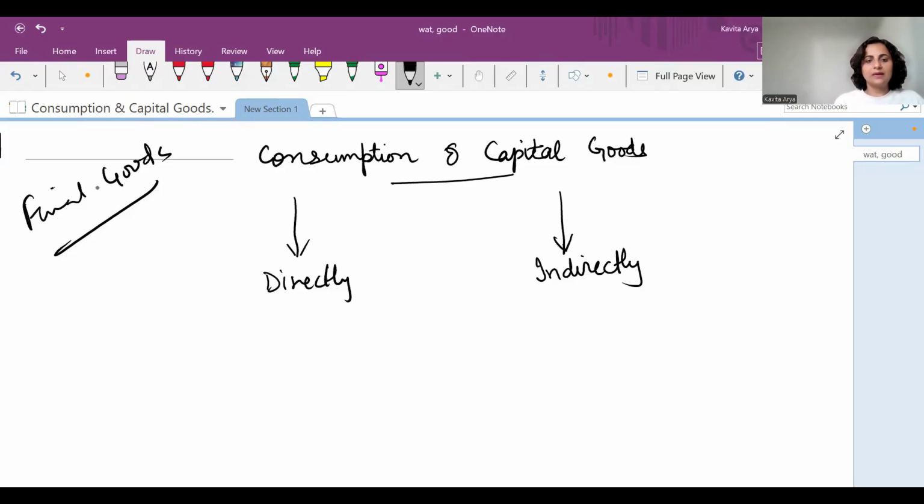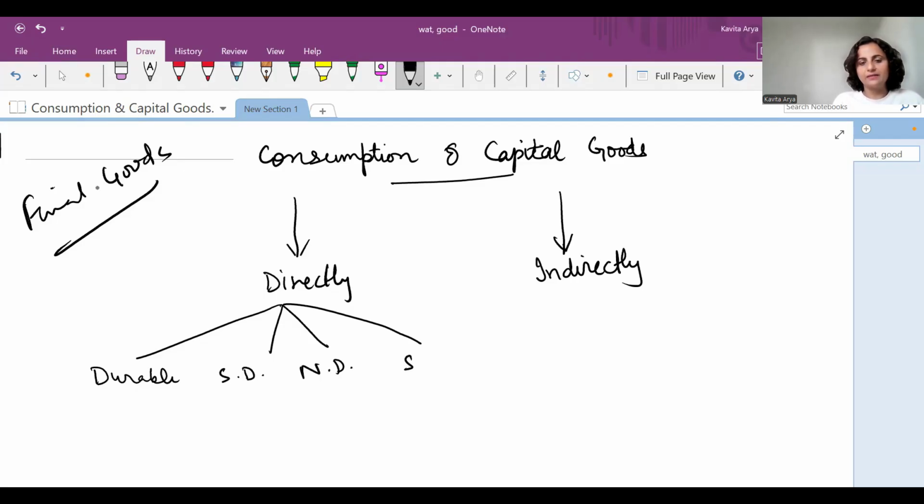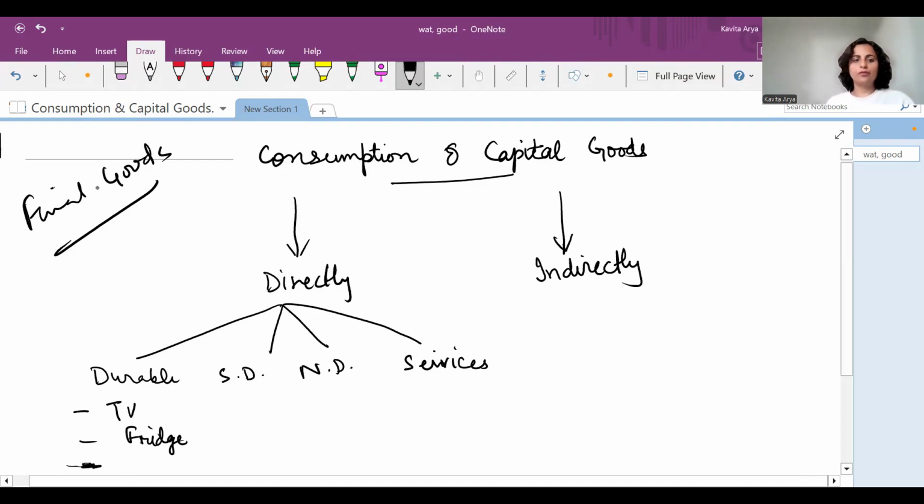Let's begin. Consumption goods are primarily categorized in four parts. First is durable, semi-durable, non-durable, and services. Now, all those consumption goods which have a longer duration of usage, meaning they go beyond a period of 1 year or so. The examples are TV, fridge, washing machine, sewing machine, or any other machine. All these things would be under the durable consumer goods.